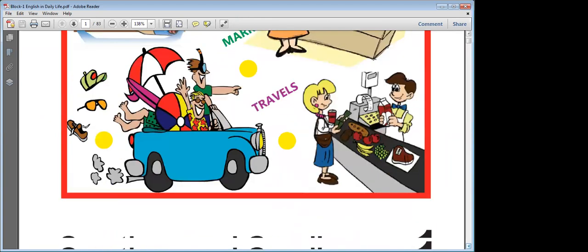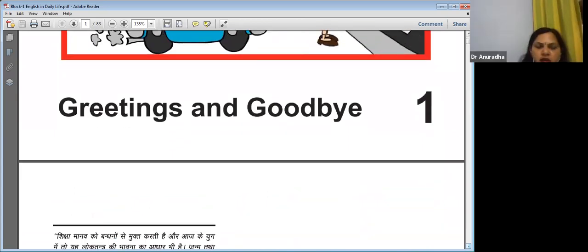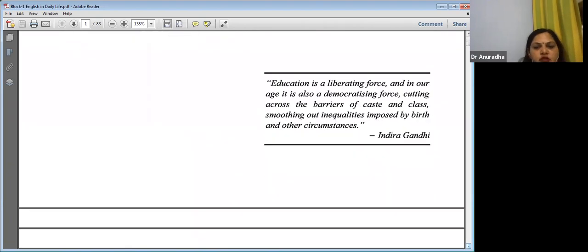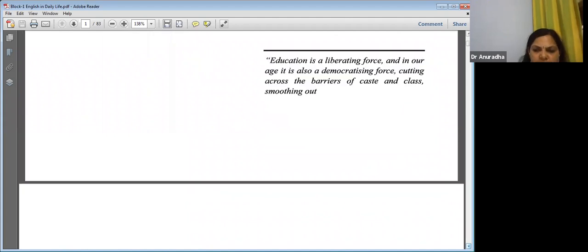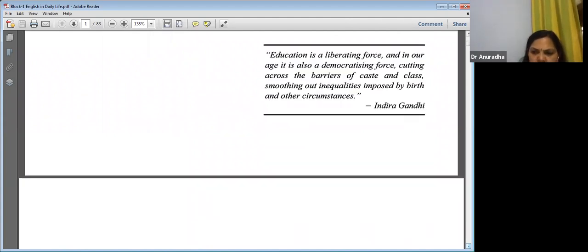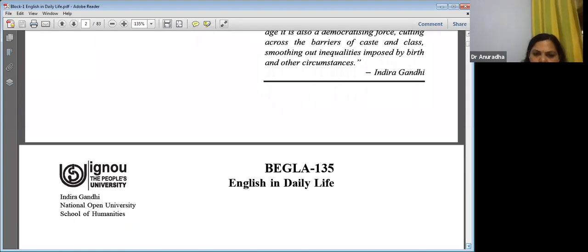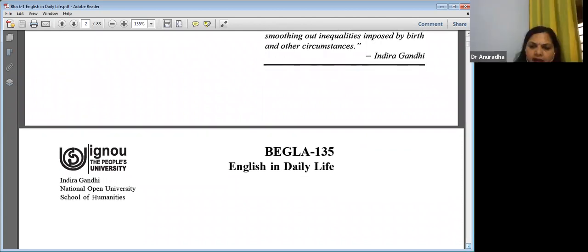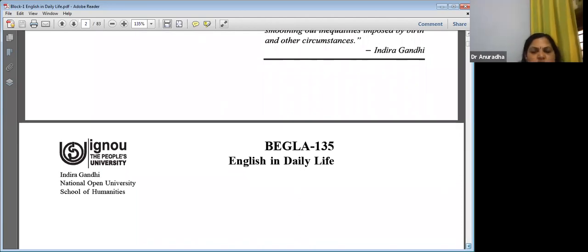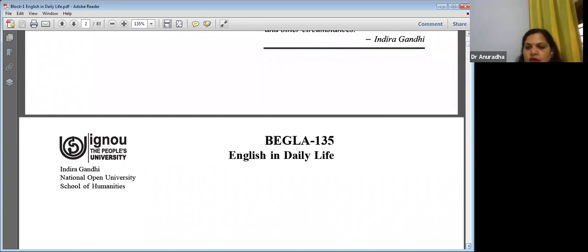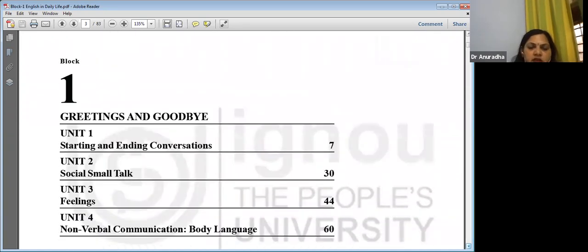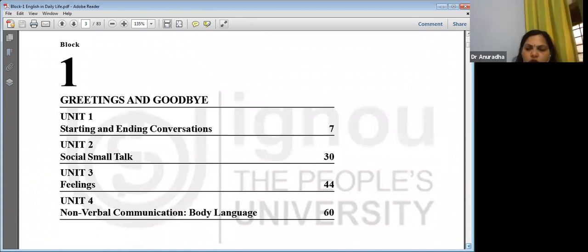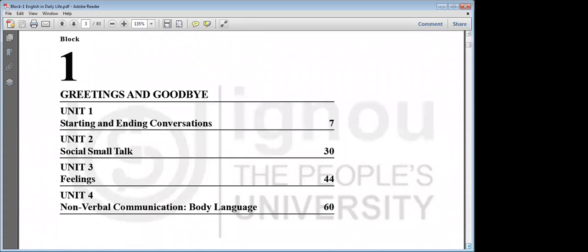Okay, then the first one is greetings and goodbye. As we have done earlier, this is Block 1, Unit 1, greetings and goodbye. Let us know the main objective. We use English in our daily life. It is one of the important languages, and starting and ending a conversation is important. So let us know how to start and how to end a conversation.